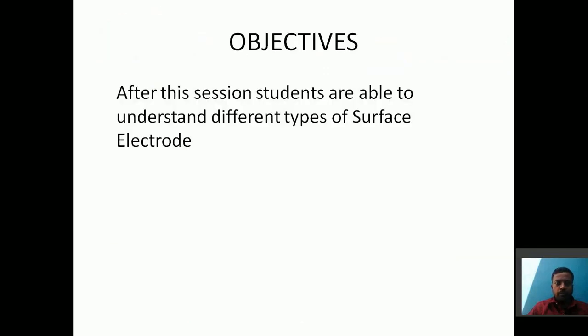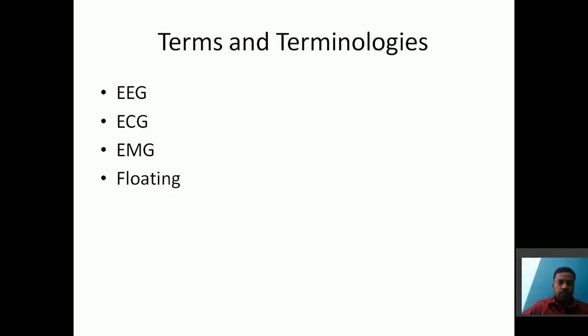The objective after this session is that students are able to understand different types of surface electrodes. We are going to see them one by one. Then terms and terminologies: the surface electrode is mainly used for measuring EEG, ECG, EMG, and one of the surface electrodes is the floating electrode. So these things we are going to see.